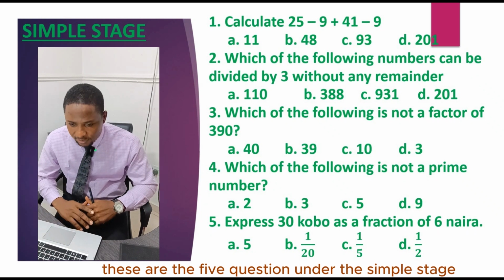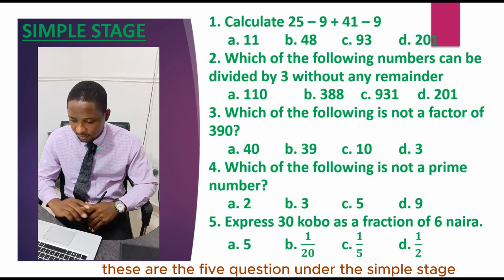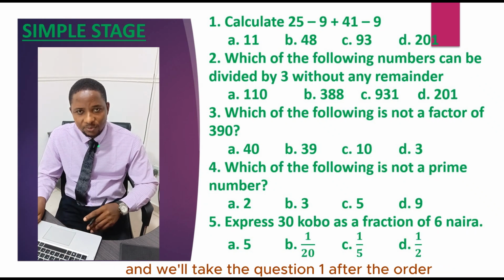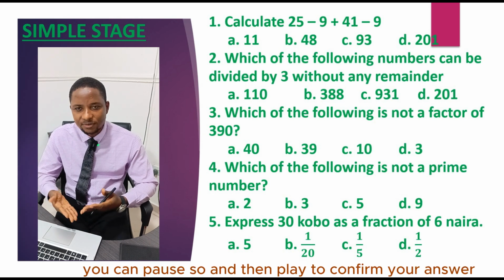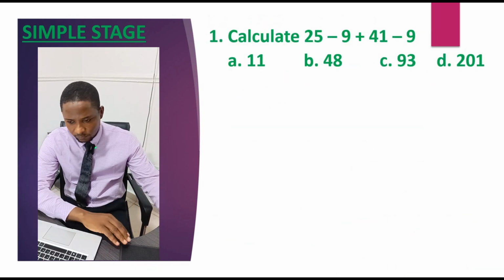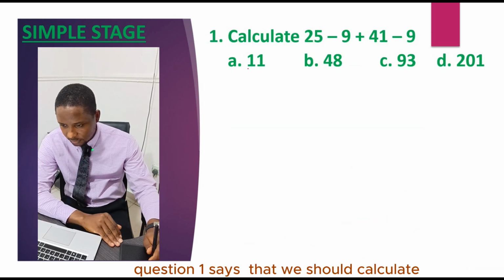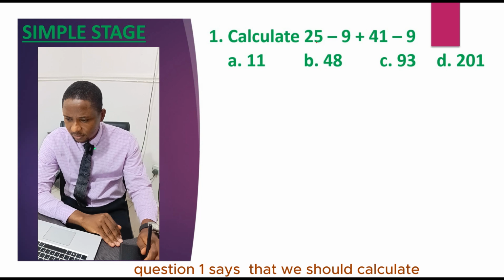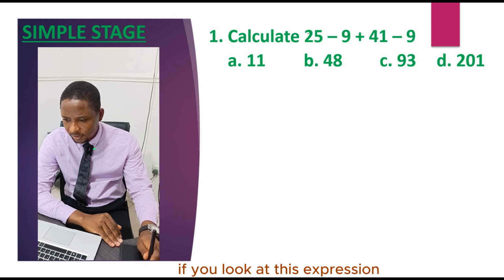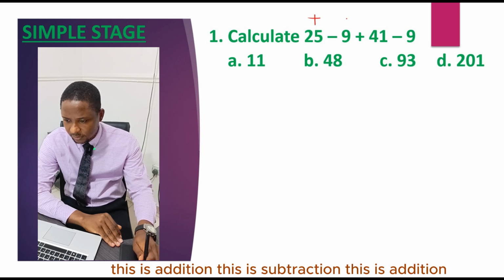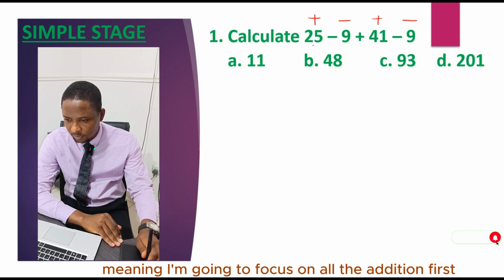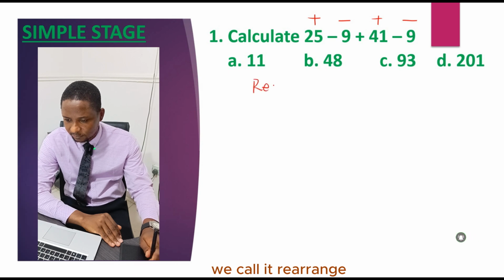These are the 5 questions under the simple stage, and we'll take the questions one after the other. Like I said, you can pause, solve, and play to confirm your answer. Question 1 says that we should calculate. If you look at this expression, this is addition, this is subtraction, this is addition, this is subtraction. Meaning I'm going to focus on all the addition first. We call it rearrange.